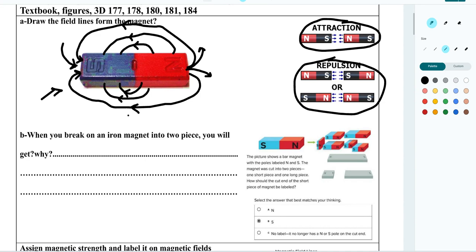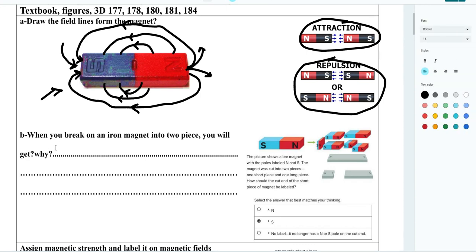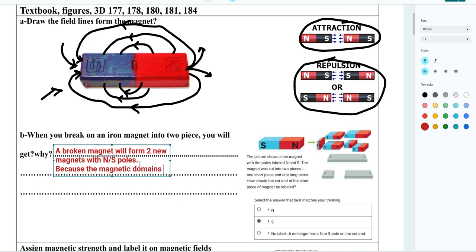So the question here says, when you break an iron magnet into two pieces, what will you get? And why? So if we break a magnet, we'll form two new magnets with north and south poles, respectively. Let's make this bold and change the color. So we'll get two new magnets with north and south poles, because the magnetic domains, which we spoke about in the first video, will realign. And if that word is too challenging for you, we can write line up again.